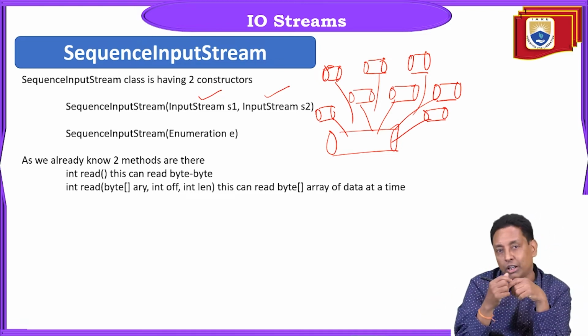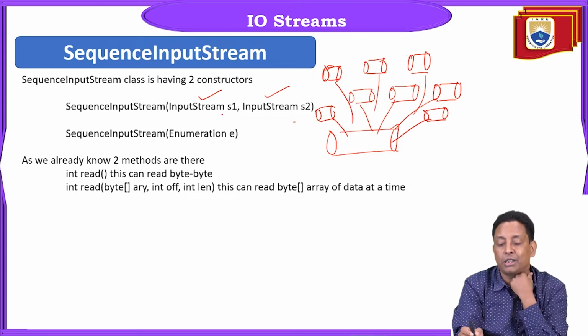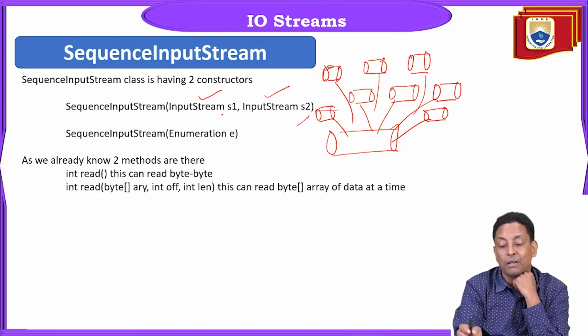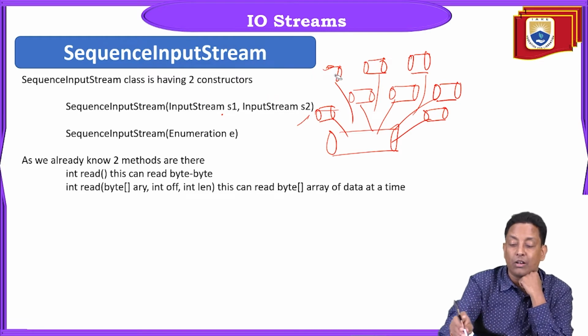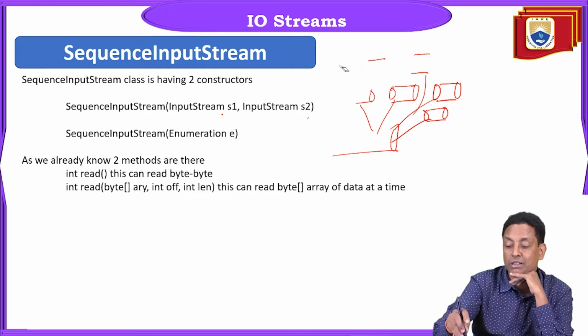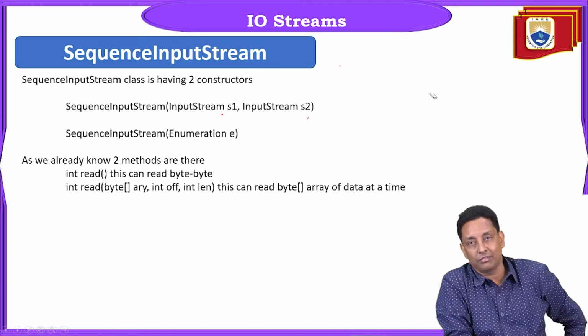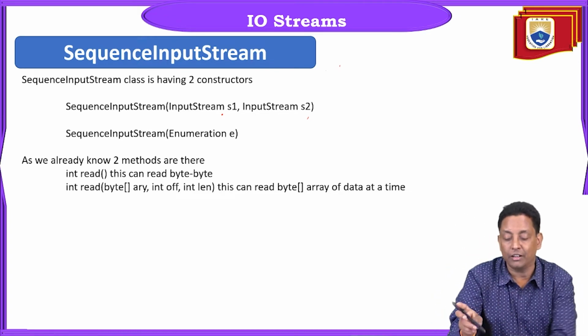So how do you give multiple InputStream objects as arguments? One input stream you can give, two input streams you can give, three input streams you can give. But how can you give multiple input streams as arguments in this SequenceInputStream class constructor? Can you guess? Can you pass an InputStream array as a parameter here?